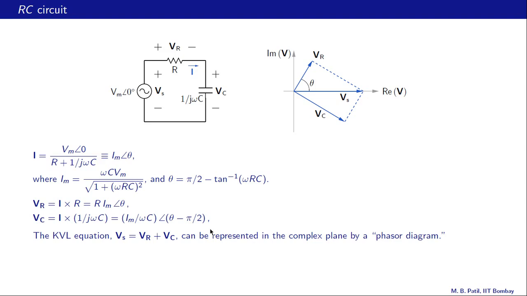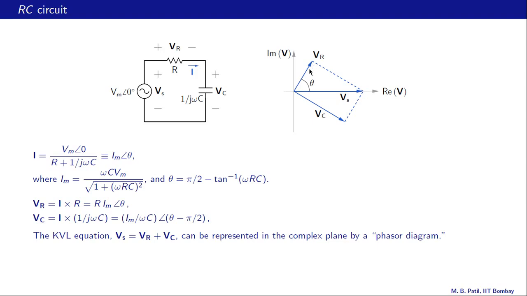And as we mentioned earlier, our theta is a positive angle between 0 and pi by 2. Alright, with that information we can now draw the phasor diagram. This is our Vs, and that is along the x-axis because it has an angle of 0. What about Vr? Vr has got an angle theta, which is positive and between 0 and pi by 2. So that is what Vr looks like.